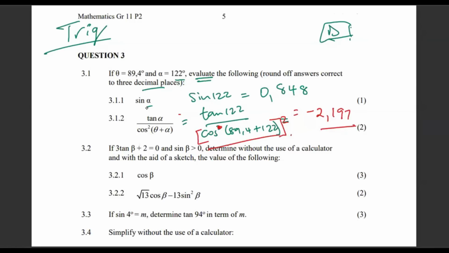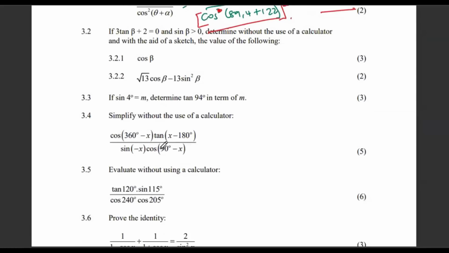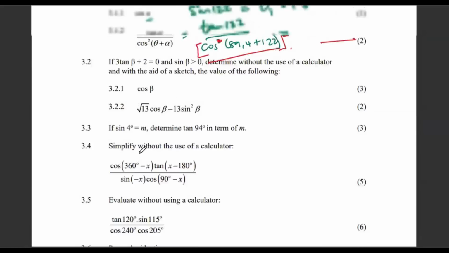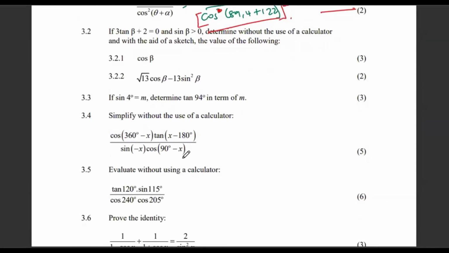Okay. Then 3.2. We're being told that if 3 tan beta, now please and please, the beta here, actually we don't have a beta in the first question. Perfect. It has nothing to do with 3.1. If 3 tan beta plus 2 is 0, and then the sine of beta is positive, determine without the use of a calculator and with the aid of a sketch the following.